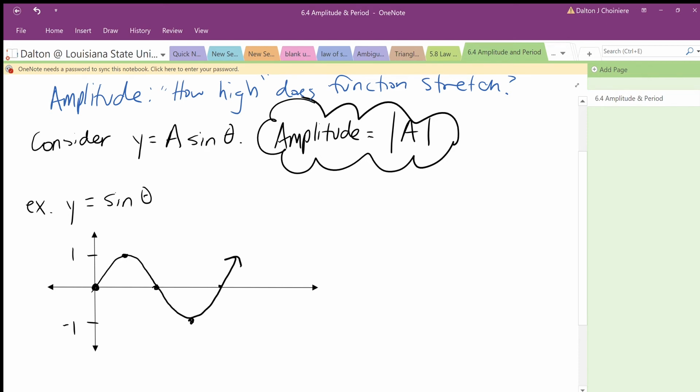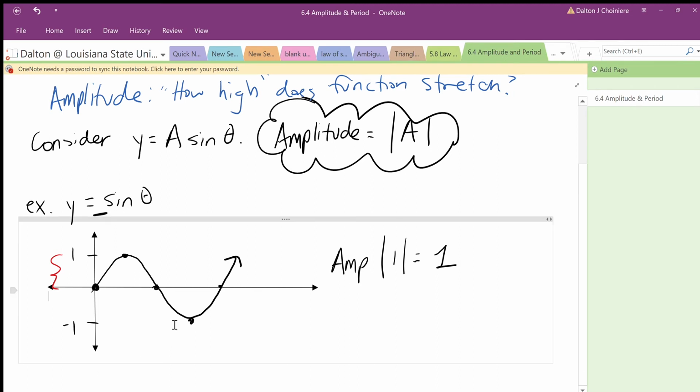The idea here is that the amplitude, I have no variable here, or technically there's a 1, we just don't need to write it, which means that the amplitude, which I'll just call AMP, is the absolute value of 1, which is equal to 1. And by looking at the picture, the amplitude is this distance here, the distance that it stretches, not fully from -1 all the way to 1, but from that x-axis upward or the x-axis downward.